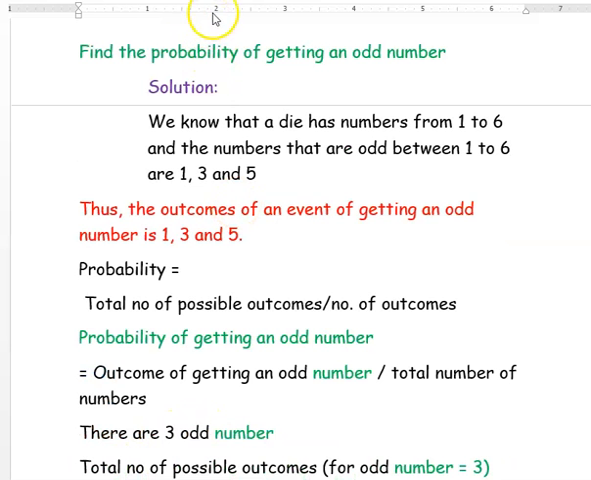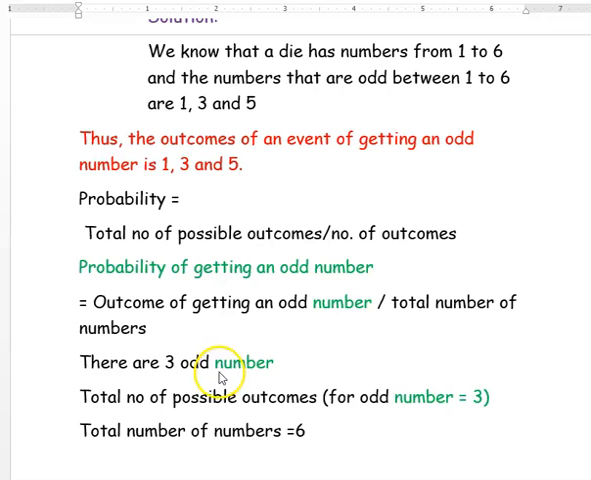Next question is find the probability of getting an odd number. So the odd numbers in the die are 1, 3 and 5. So totally there are 3 numbers. So the outcome of getting an odd number is 3. Now we are substituting that in the formula. Probability of getting an odd number equals outcome of getting an odd number divided by total number of numbers. The outcome of getting an odd number is 3 numbers and total number of numbers is 6 numbers.